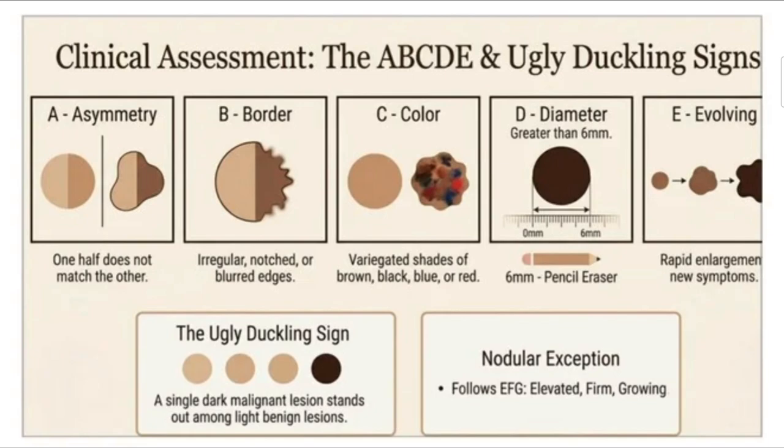Then let's get to the ABCDE criteria for melanoma, in which A is asymmetry, where one half does not match the other. Then there is border, irregular notch or blurred edges, color, different shades of color such as brown, black, blue or red. Then there is diameter, that is if it is greater than 6 millimeters, and evolving, if there is rapid enlargement or new symptoms.